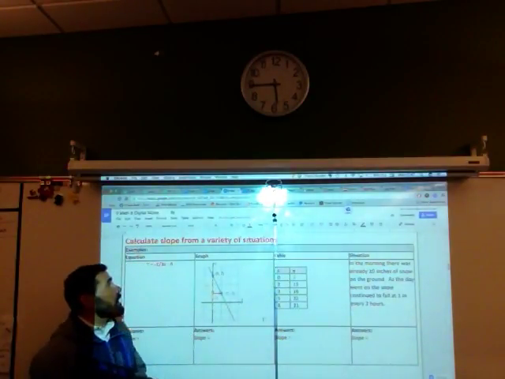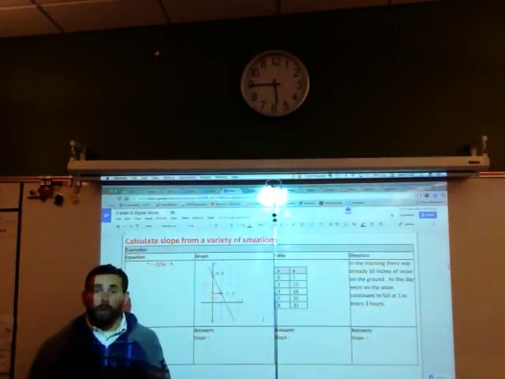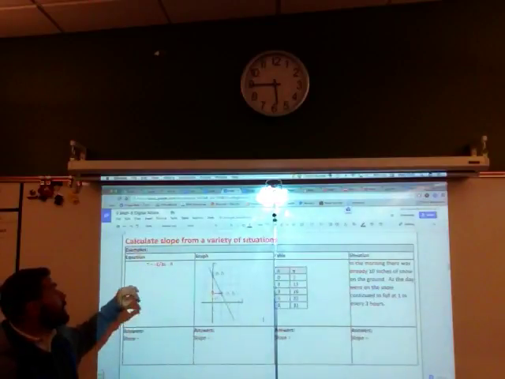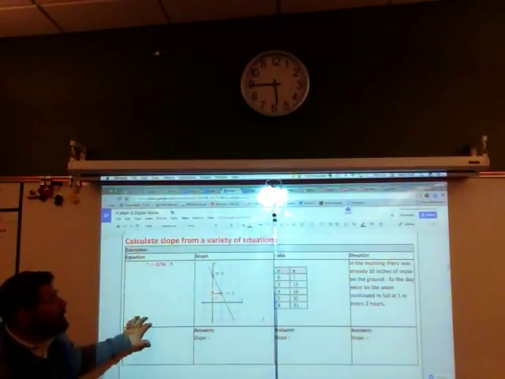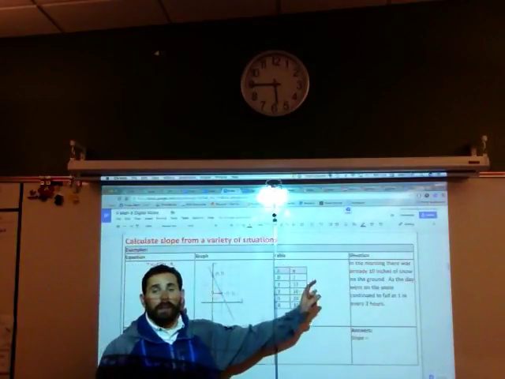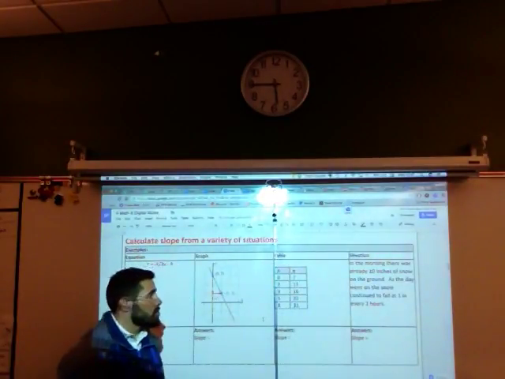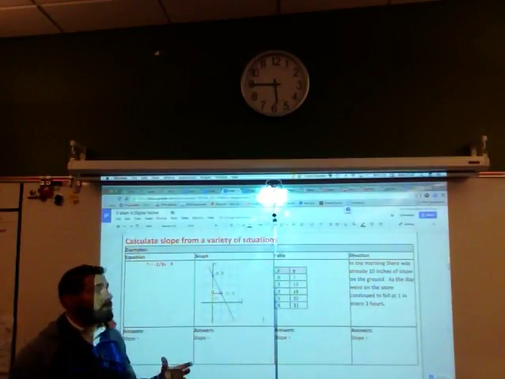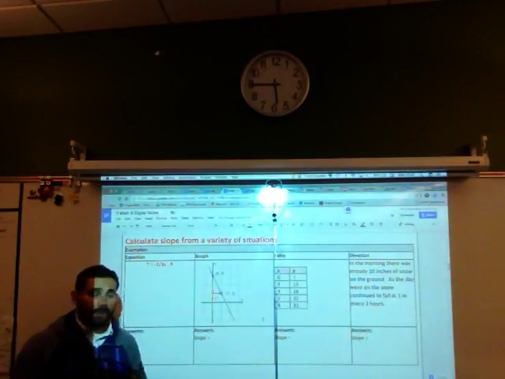The skill this is over is calculating slope in a variety of situations. So students are going to have to know how to calculate the slope as an equation, figure out the slope if I have a graph, figure out the slope if I have a table, and figure out the slope if I have a situation, or basically what's the story problem. And we're going to use those different methods of calculating slope depending on what situation we're in.